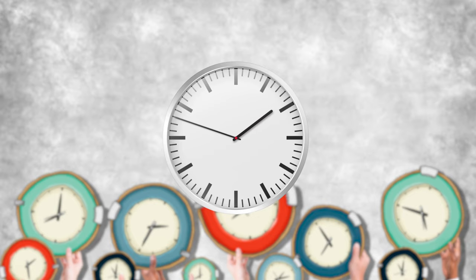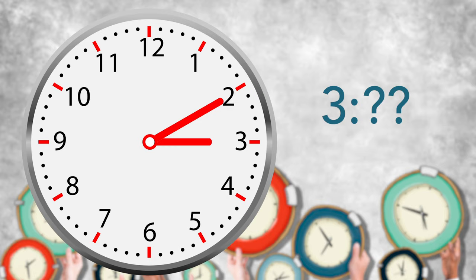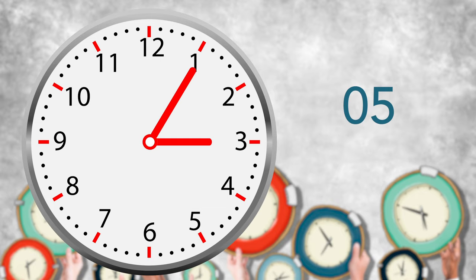Hey, let's try it out. If the little hand is pointing to the 3, what time is it? That's right, it's 3 o'clock. So now, let's add the big hand. If the big hand is pointing to the 2, how many minutes is that? Hey, remember to count by fives. 5, 10. Now, all we do is put those numbers together.